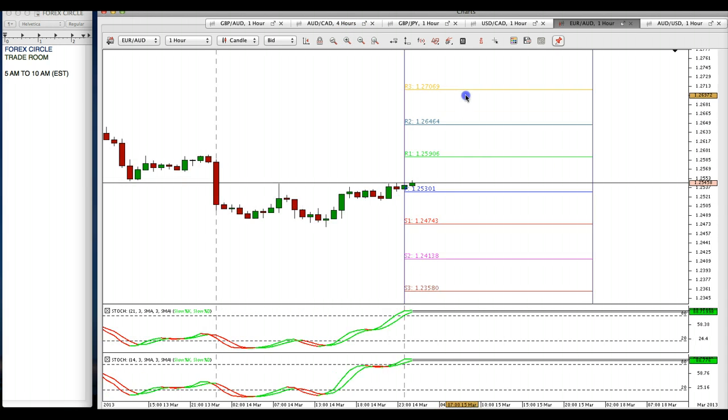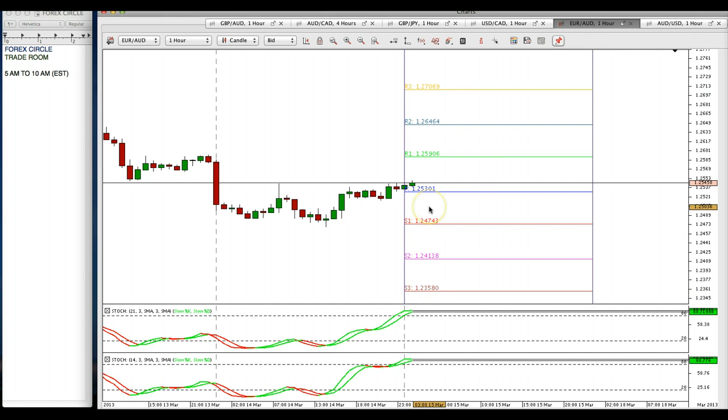Now, pivot points are simply numbers that are calculated from the day before. So the open and close and the high and the low of the previous day, those numbers are crunched and it gives us the pivot points for the next day. We have a central pivot point, then we have R1, R2, R3. These are resistance levels, and S1, S2, S3 are support levels.